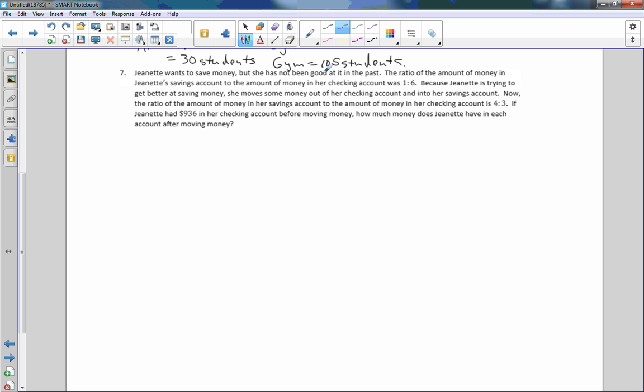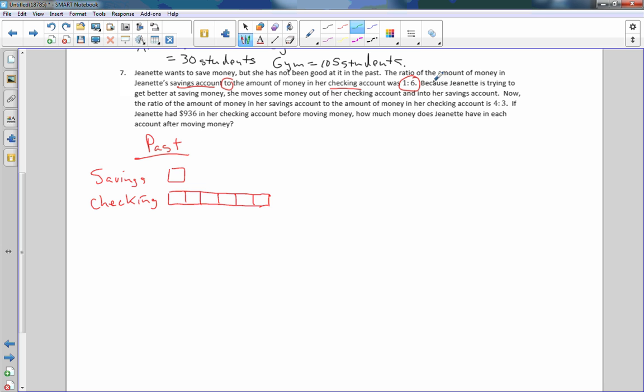Jeanette wants to save money, but she has not been good at it in the past. The ratio of the amount of money in Jeanette's savings account to the amount of money in her checking account was 1 to 6. So past. Savings to checking. Savings first. Checking second. Was a ratio of 1 to 6. 1, 2, 3, 4, 5, 6. 1 to 6.